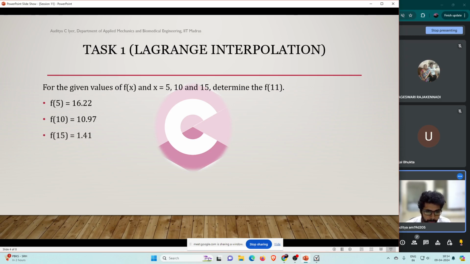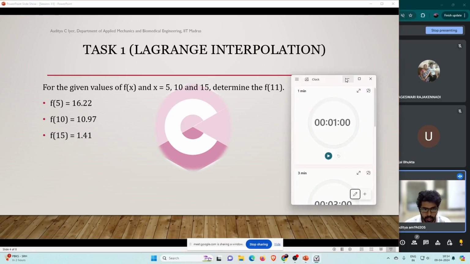So it is gradually decreasing from 5 to 10, but then it steeply goes down after 10. You can see the difference. I want the value of f of 11. I'll give you 4 minutes for this.